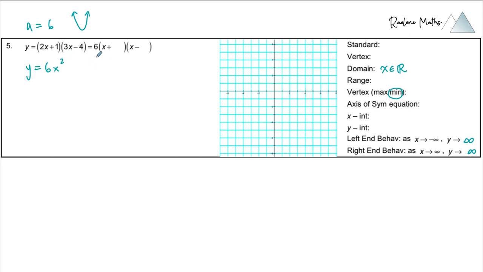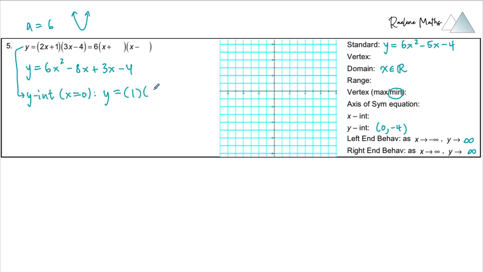Might as well continue expanding to get the standard form, so we will have 6x squared minus 8x plus 3x minus 4, and so the standard form, I'm just going to simplify it over here, is y equals 6x squared minus 5x minus 4. So right away I know the y-intercept is 0, negative 4. Now I could have gotten the y-intercept by substituting x equal to 0 from factored form as well. So just to see how that would work, I would get y equals 1 times negative 4, because 0 plus 1 is 1, which gives me negative 4 again. Okay, so a couple of ways of confirming that information.